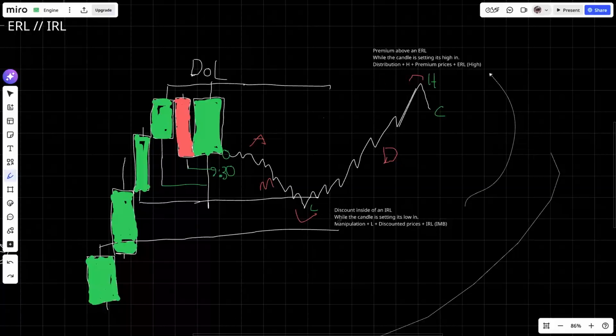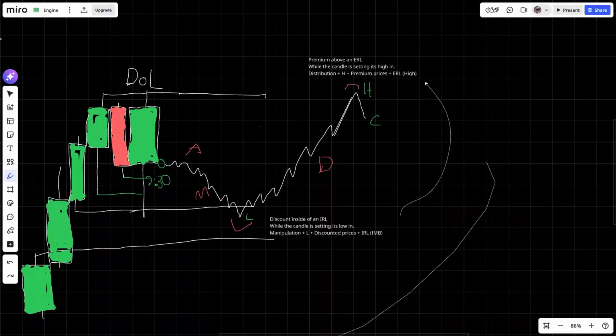So the market has reached objective number 1. Now it must reach objective number 2. Objective number 2 is discount to premium. Objective number 2 is IRL into ERL. Manipulation to distribution, low to high. Then here, premium above an ERL, which is your external range liquidity, while the candle is setting its high in.